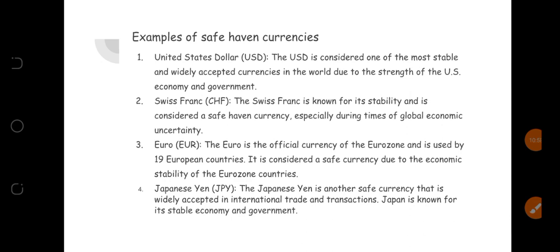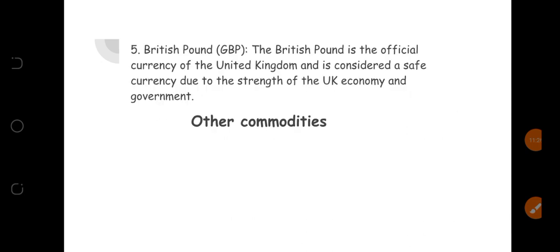Usually this one is able to withstand global economic uncertainties as well. Other than that, we also have the pound itself. The pound is known for its stable economy and usually doesn't really fall. It usually performs very well, and it's also regarded as a safe haven. So that is the great British pound as well. So what can we say?